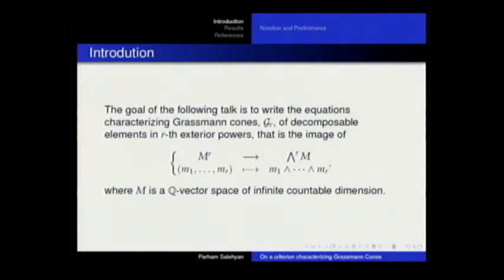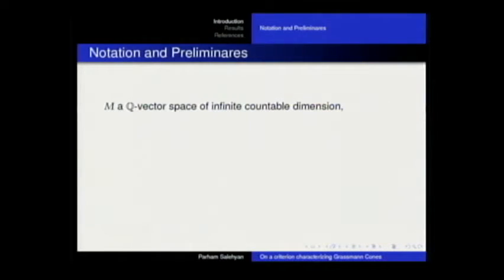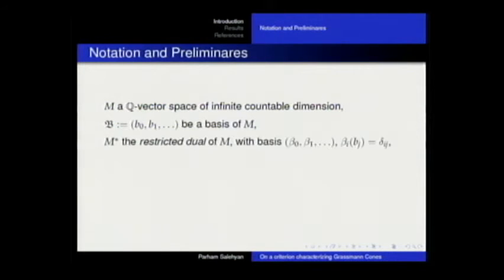First of all, I would like to introduce some notations and preliminaries. M always stands for a Q vector space of infinite countable dimension. Let's consider a basis for M given by B. And we will denote the restricted dual of M by M star, which is a vector space whose basis is beta A, defined in this natural way.